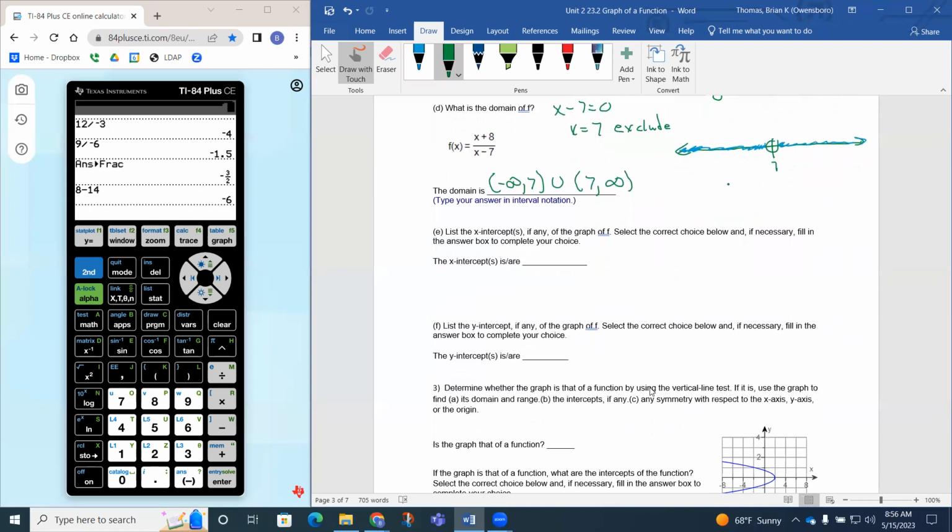So part E says list the x-intercepts, if any, of the function. Select the correct choice, and if necessary, fill in the answer box to complete your choice. Okay. So again, to find the x-intercepts, remember, if you're on the x-axis, there is an x value, but the y value has to be 0. So to find an x-intercept, when we have this function, we have to set f of x to 0.